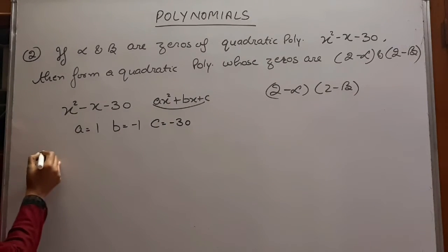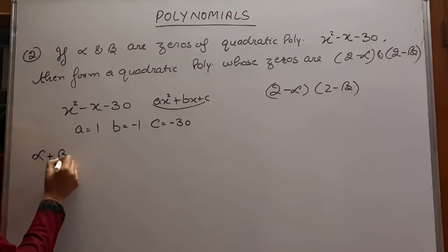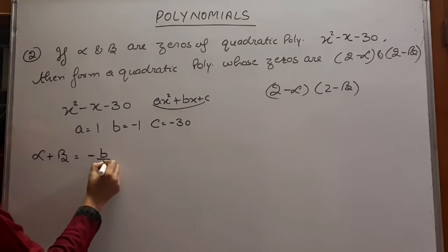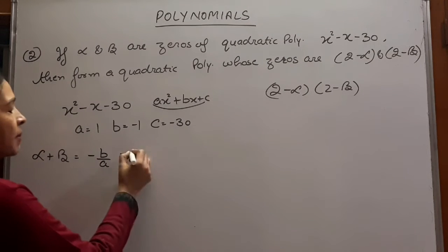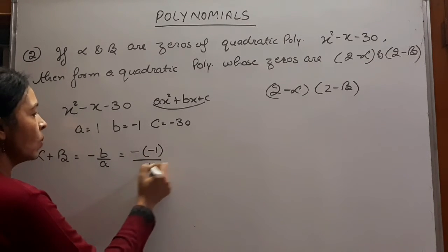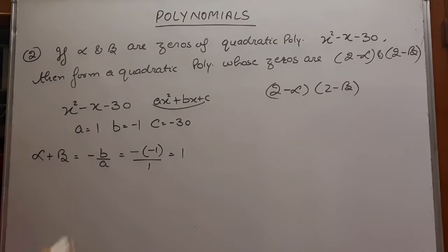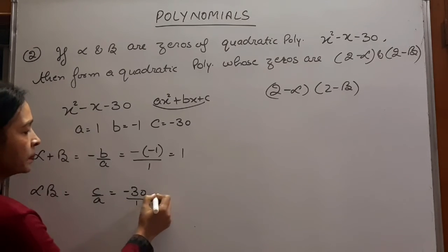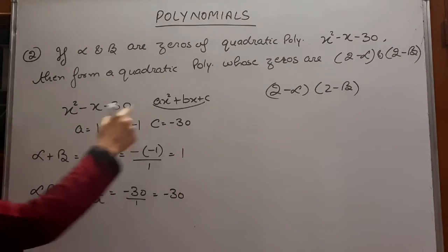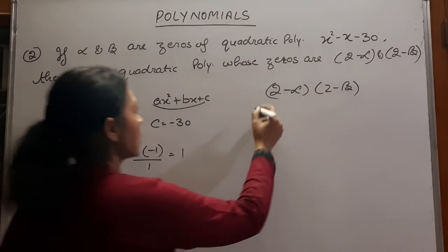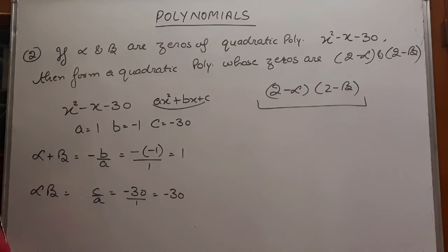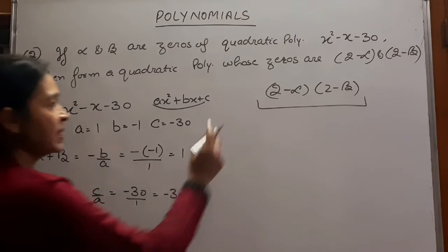We have sum of zeros, alpha plus beta, equals minus b upon a, which is minus of minus 1 upon 1, that is 1. And what is alpha beta? c upon a, that is minus 30 by 1, minus 30. Now, come to our required polynomial. Two zeros are given: 2 minus alpha and 2 minus beta.